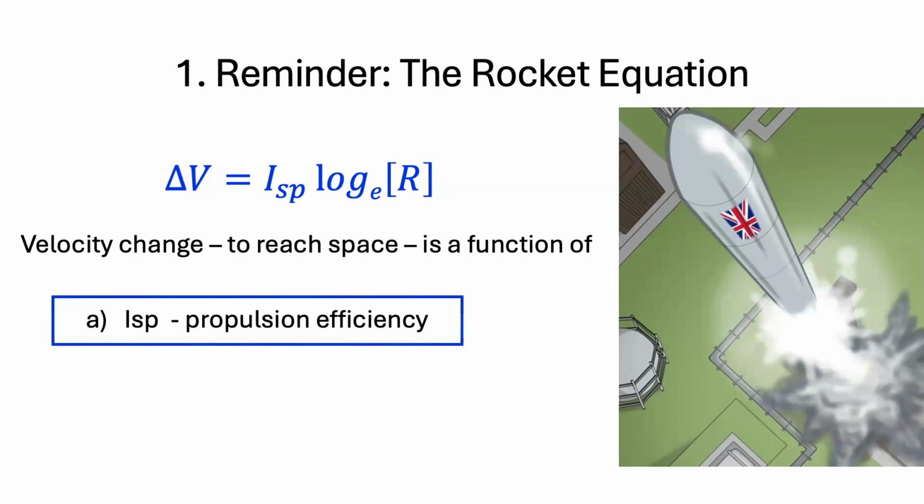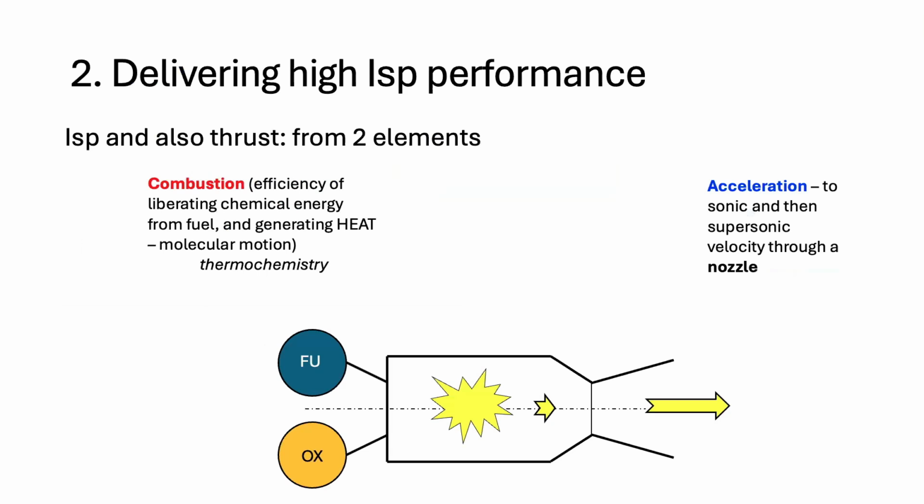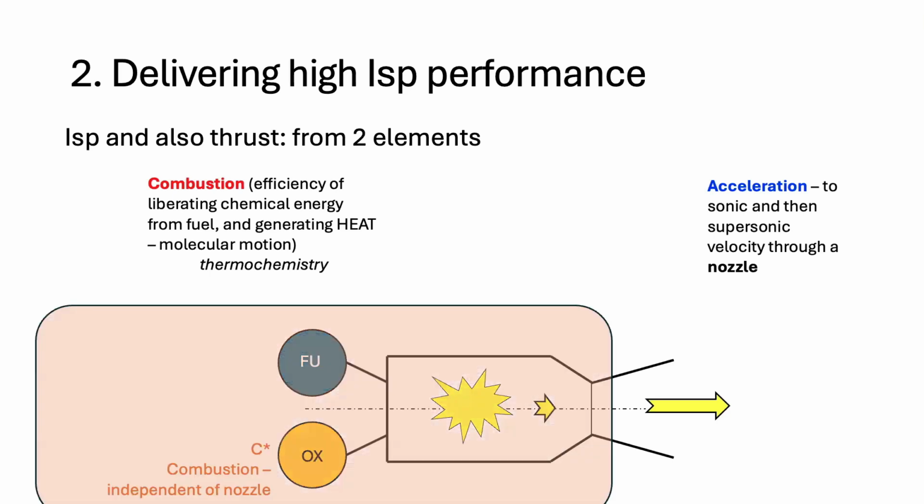How do we get a rocket engine to deliver high ISP performance? Well, it comes from two things. Firstly, the ability to efficiently combust and liberate chemical energy from fuel and generate heat in the form of molecular motion. This is all about thermochemistry, the choice of fuels and how well they react. Second, it's about acceleration: from a standstill to sonic and then to supersonic velocity through something called the throat and then the nozzle. Those two things can actually be looked at almost independently.